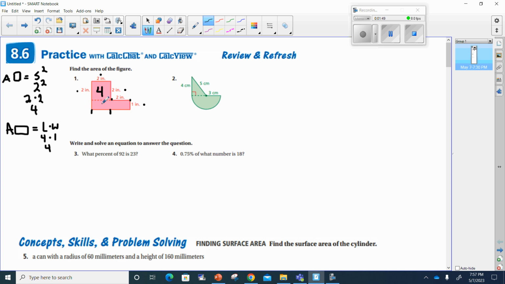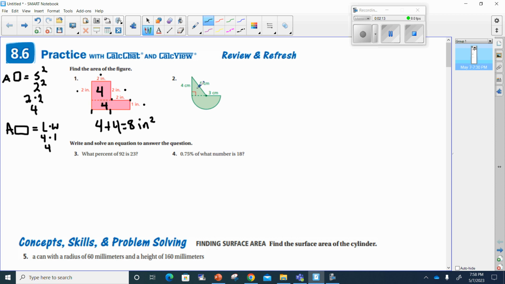Now we just add these together. Since we have 4 plus 4, that's going to be 8. And since we are doing everything by inches, this is 8 square inches. And remember to put square, because when we're dealing with area, we're talking about a 2-dimensional shape. All right? Number 2 is for you to do.